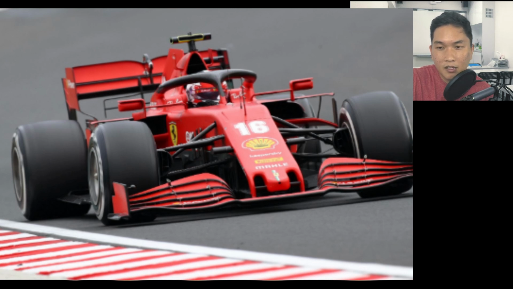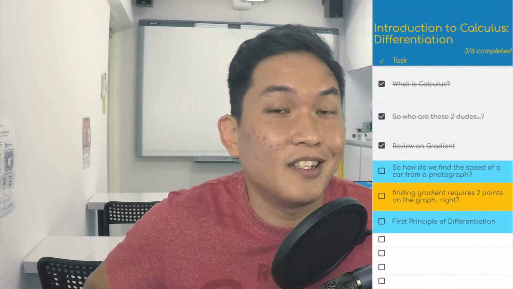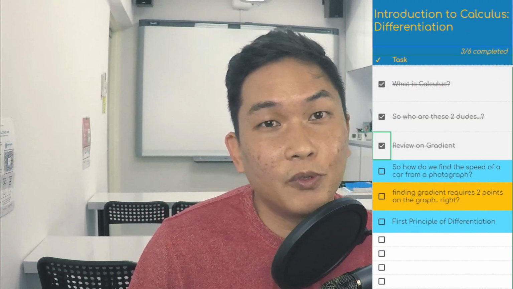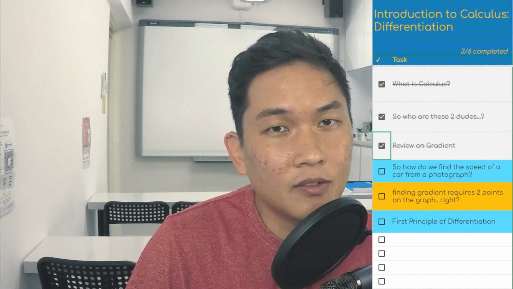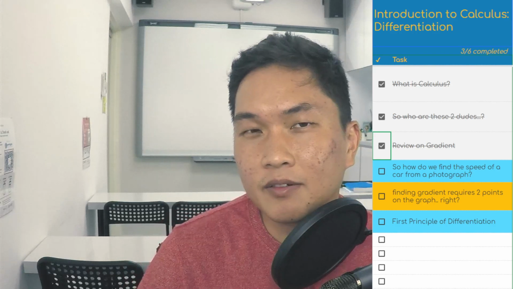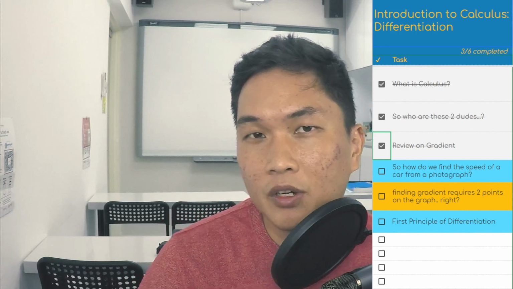Not too sure. But here is the important question. Can you tell me how fast this car is, just by looking at the photograph? The answer is you can't. You can't tell the speed of the car from a photograph. But the more important question to ask here is why? Why can't you tell the speed of a car from a photograph?